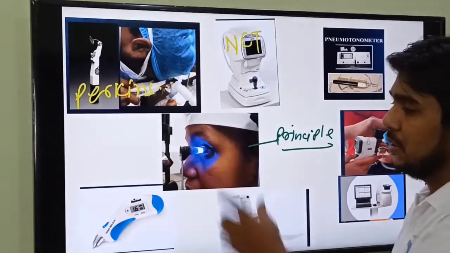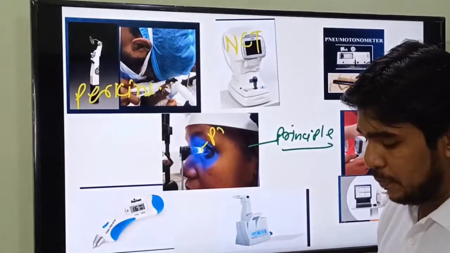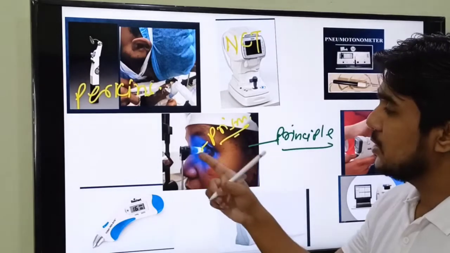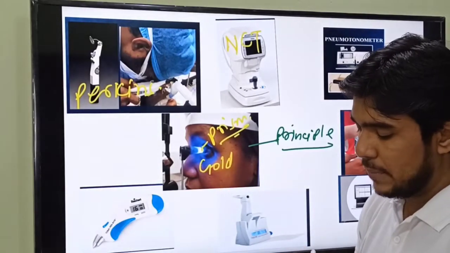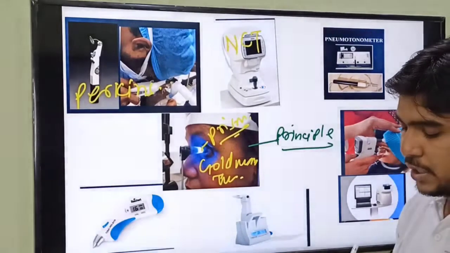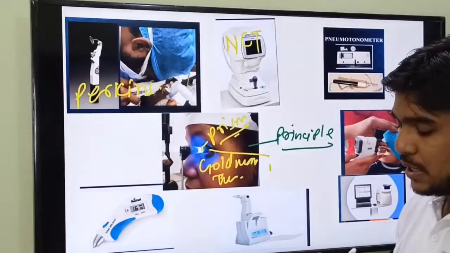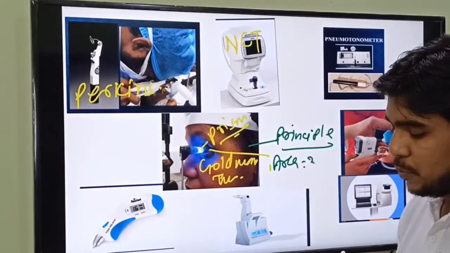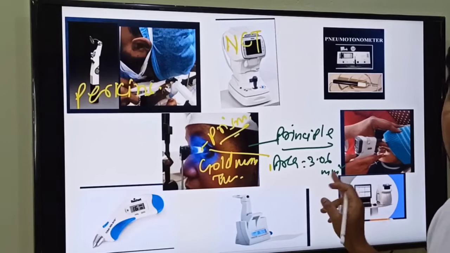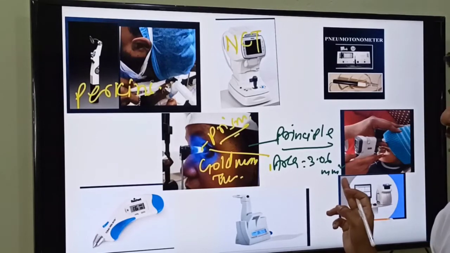This is the prism. This is what we call a prism, and this is Goldmann tonometry, right? And the area is important. The area is 3.06 millimeter square. So this is the example often asked in the examination.